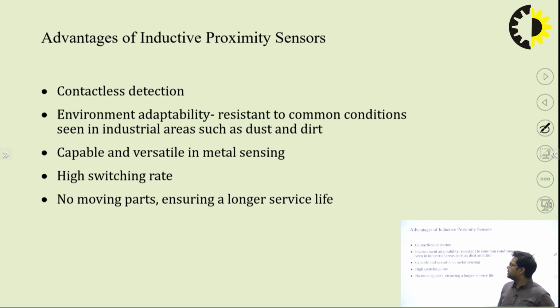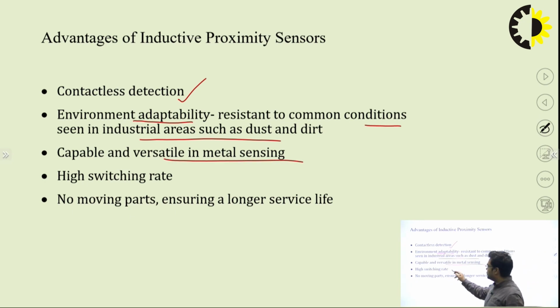Now come to the advantages of the inductive proximity sensor. First, contactless detection: as every sensor does, they have no direct contact with the system. Second, environment adaptability: resistance to common conditions seen in an industrial area such as dust and dirt. It is capable and versatile in metal sensing, has a high switching rate, and has no moving part, so it ensures a long service life.